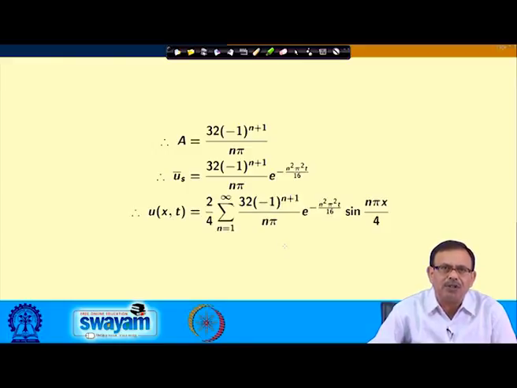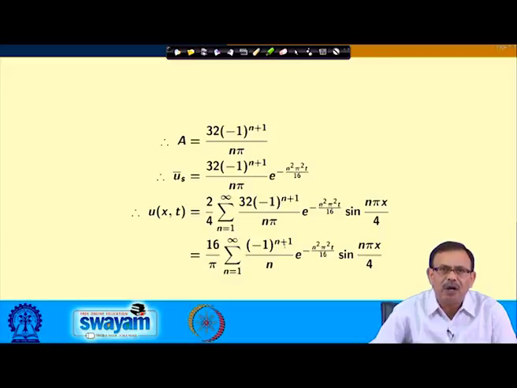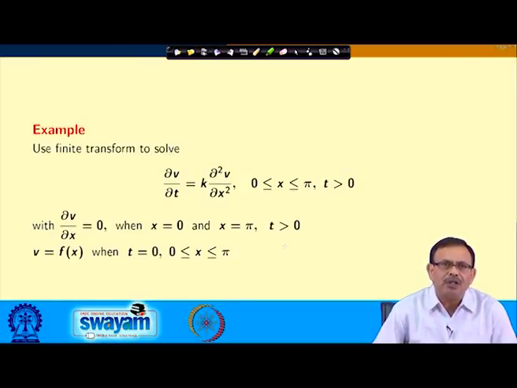So, using the inversion, u(x,t) will be equal to 2 by L summation n equals 1 to infinity u bar s into sin(n pi x/4), and we substitute the value of u bar s in terms of t that I obtained. After evaluation you will obtain this result. In this way I can find the value of u(x,t) whenever the partial differential equation is given along with the conditions. Let us take another example of some other form.